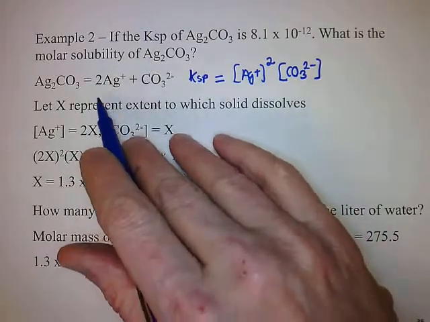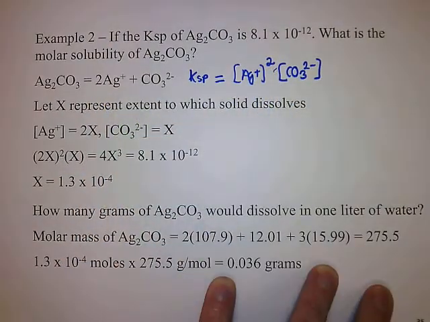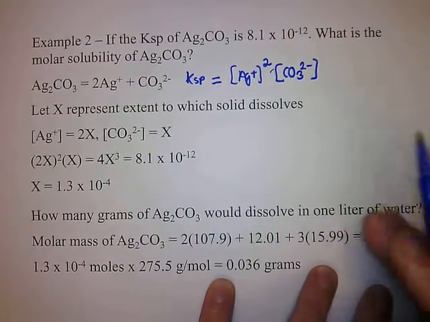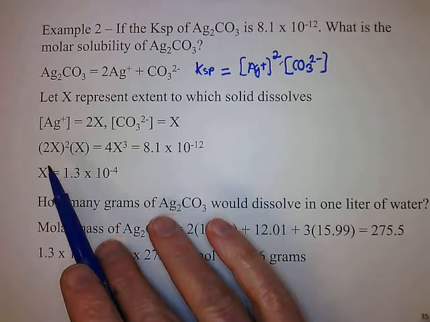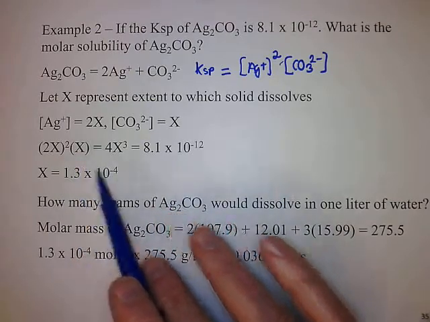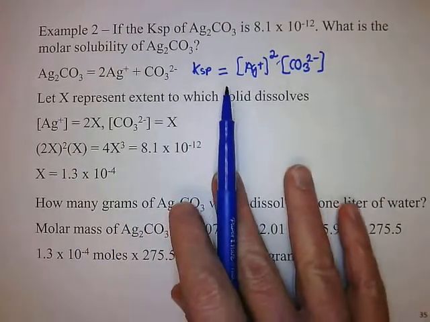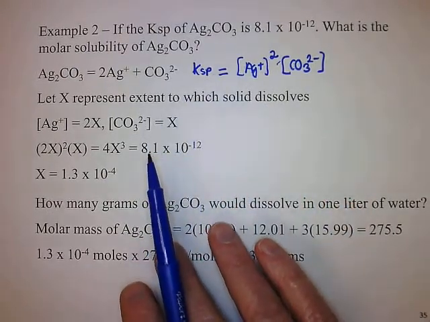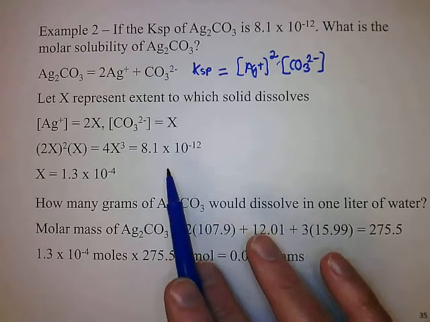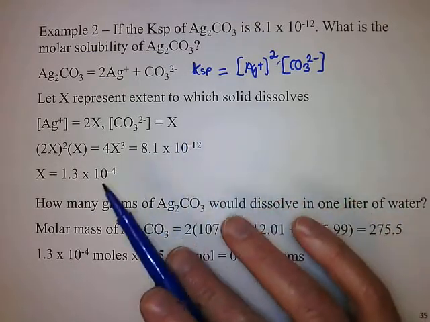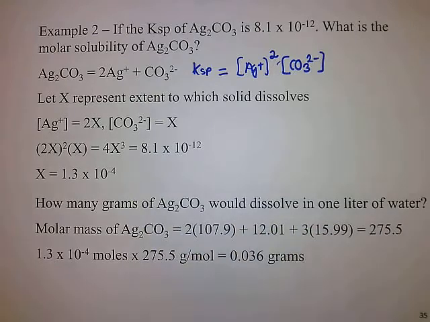And one more time, that's because your coefficients become your exponents. And we'll let X represent carbonate. So basically 2X times 2X is 4X squared, times X is 4X cubed. So the equation that you have to solve comes down to 4X cubed is equal to the KSP. So you basically divide it by 4 and take the cube root, and you get 1.3 times 10 to the minus 4th.